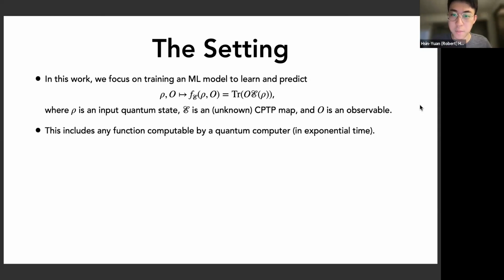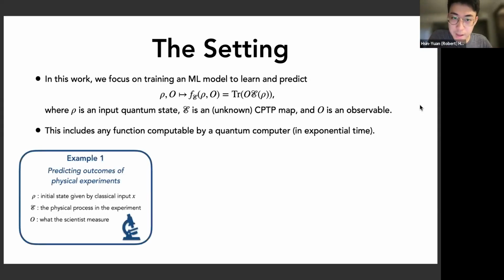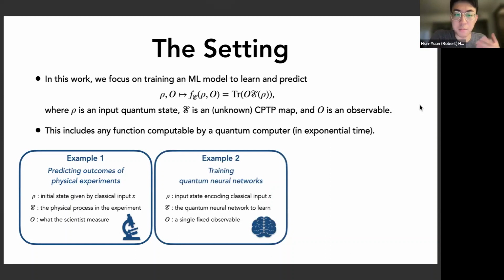In general, computing such a function is going to be pretty hard. Some examples that fall into this include, say, we would like to train a model so that one could predict outcomes of physical experiments. In this case, the initial state would be some input, E would be the physical process that happens in an experiment, and O would be some measurements that the scientist does. Another example that appears in quantum machine learning is in training a quantum neural network, where this unknown CPT map would now be within some manifold, basically some parameterized quantum circuit or some other manifold, which corresponds to the thing we would like to learn. Rho would be an input state that encodes some classical input X, and then O would be, say, some fixed observable, such as measuring the first qubit in Z1.